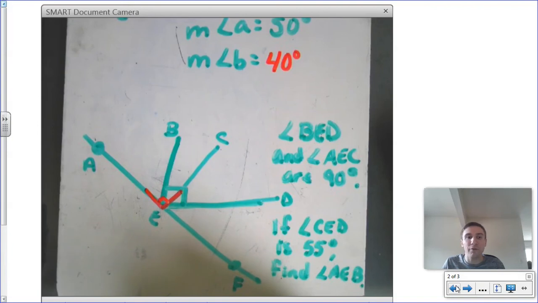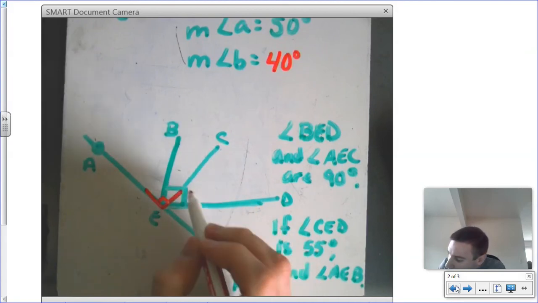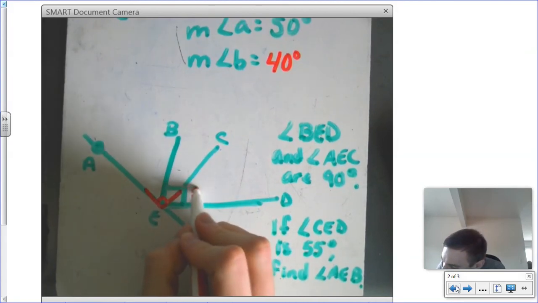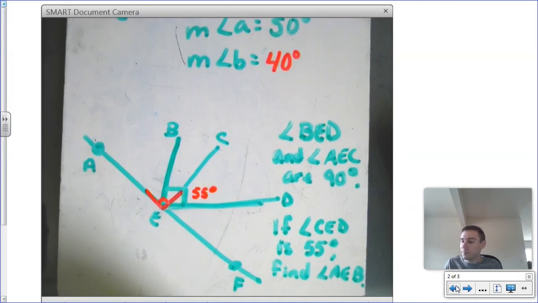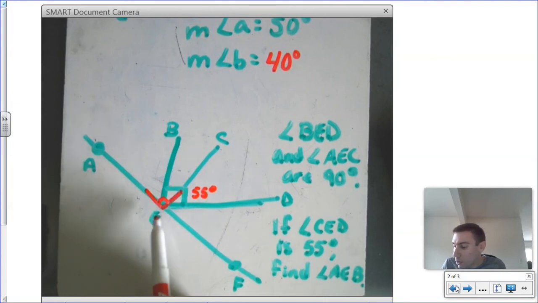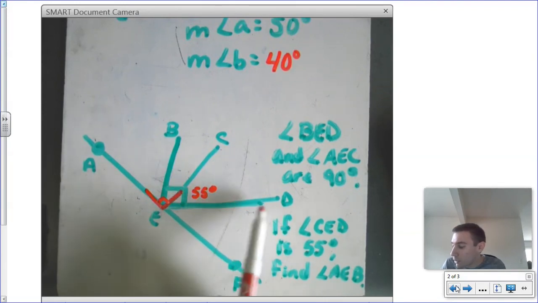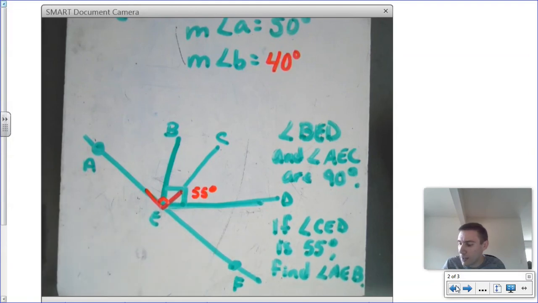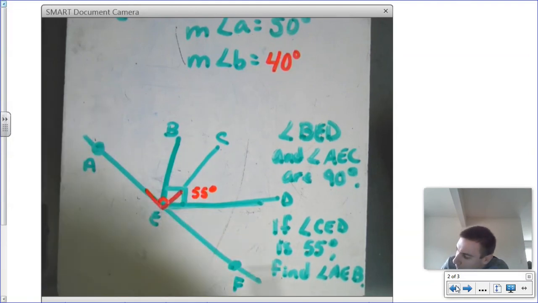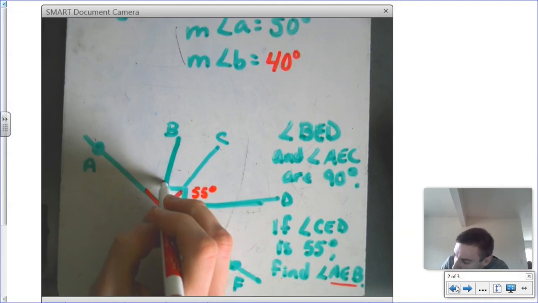Okay, well, I'm going to have to use some rules of angles to help me figure this out. Now, I might be using more rules of right angles here. So angle CED, that's this piece right here, is 55 degrees. And you know what? That doesn't really help me. The reason is that it would help me figure out what this piece is over here, and I'm not looking for that piece. I'm looking for angle AEB. I'm looking for this piece right here.